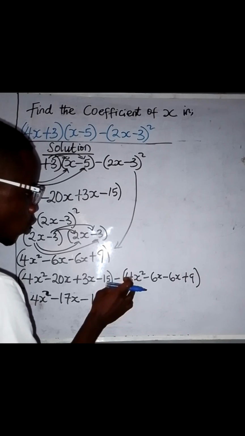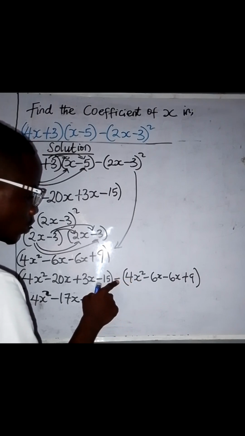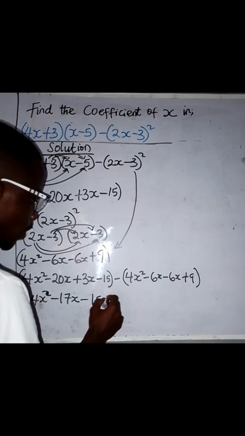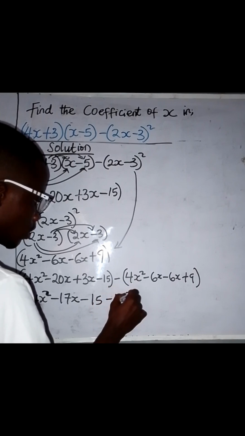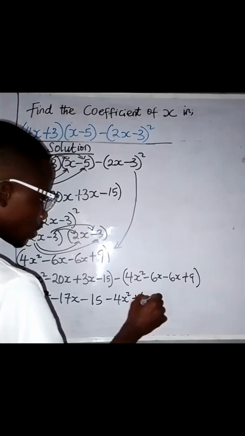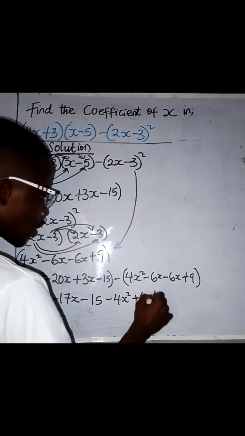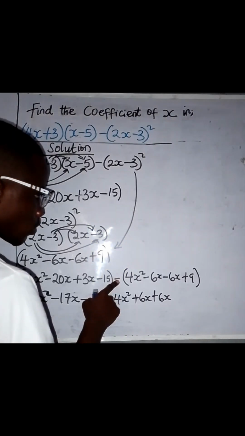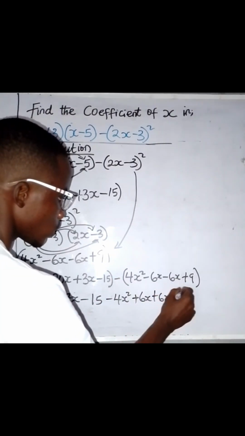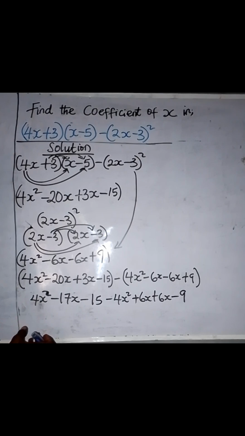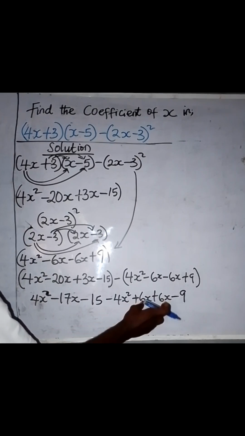Then the second one, let's open it. We have minus, which opens the bracket. So minus 4x squared. Minus times minus gives plus 6x. Minus times minus gives another plus 6x. Then minus times plus here is minus 9. So I have a long expression. Now these two can actually add.